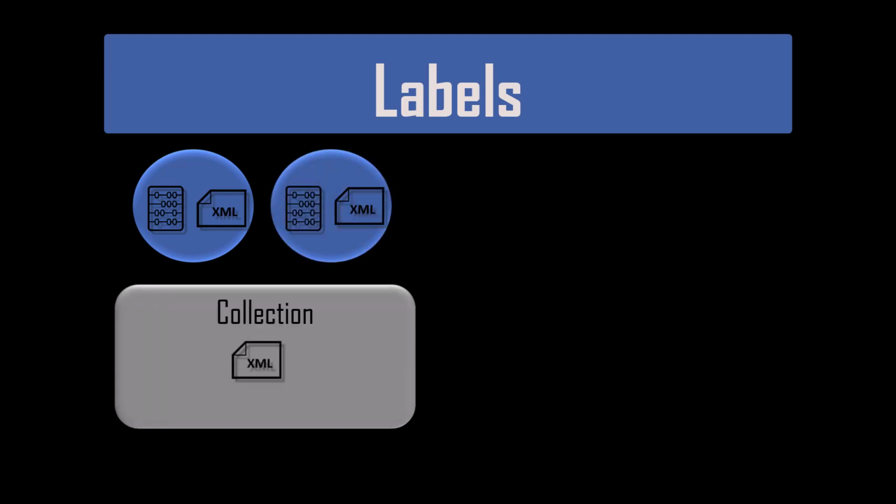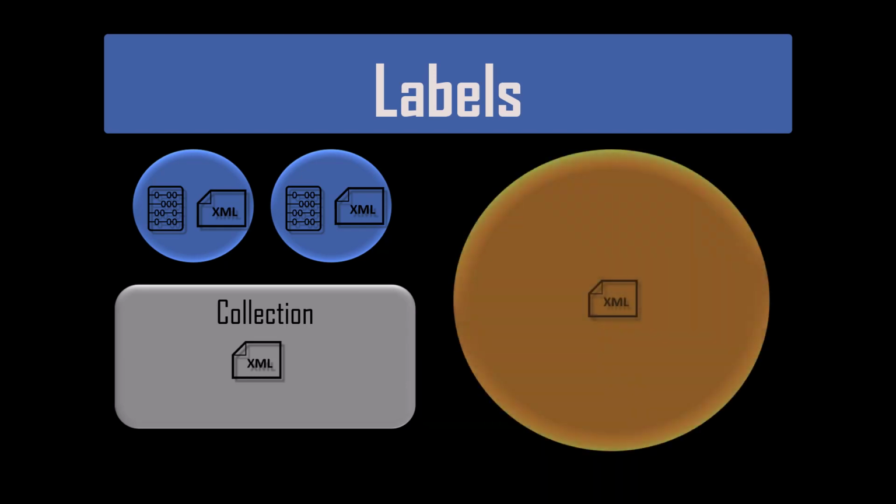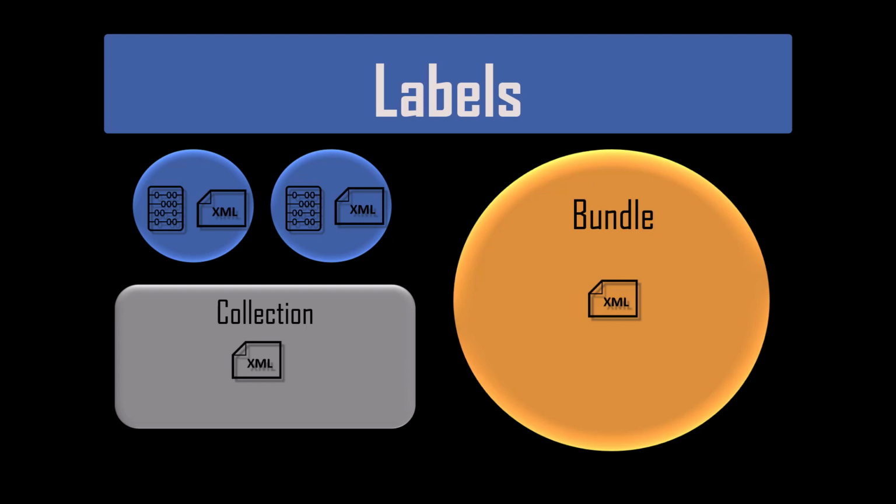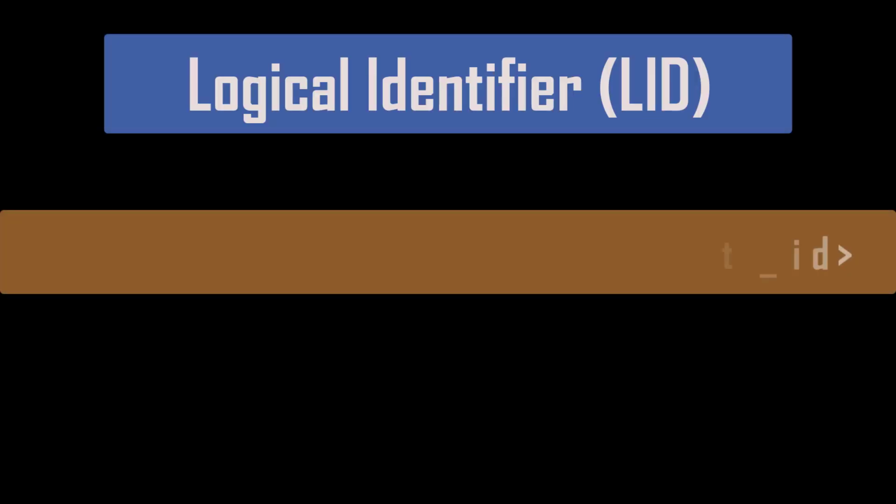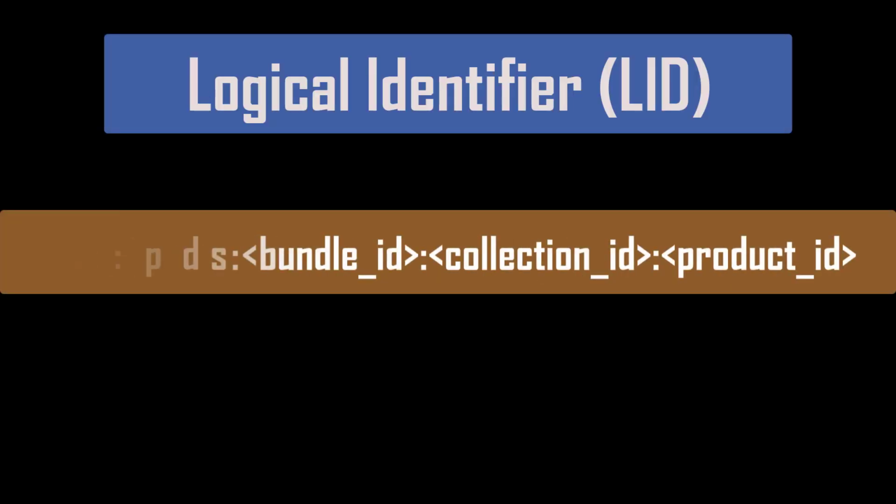Every product within an archive must have a label file. This file contains identifying information, metadata, version information, and format information. The label file can also contain references to other related products. There can also be references to information outside the archive. One part of the identifying information that is included in the label is called the logical identifier, or LID. Every product has a unique LID.